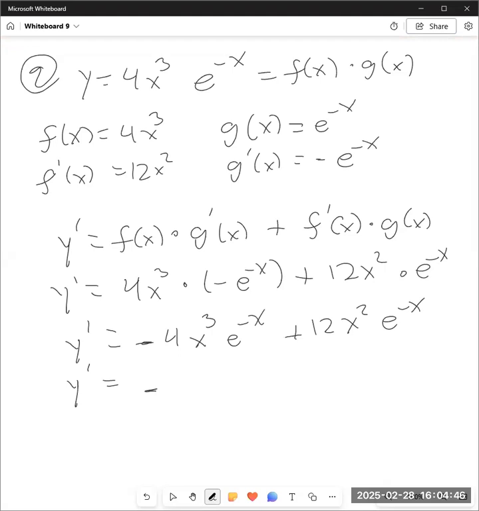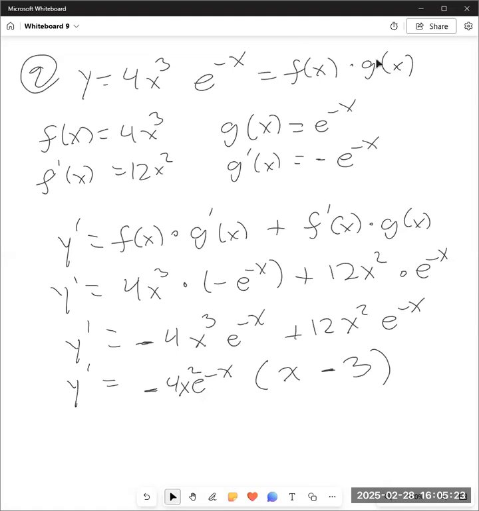And factor out a -4 e to the negative x. Actually, I'm going to factor out a -4x squared e to the negative x. And that's going to leave x minus 3 left over. I want it written that way because remember that we're interested in where the derivative is equal to 0 lots of times to minimize and maximize things, so get used to writing your final answers in factored form so that we can set each factor equal to 0 and solve.